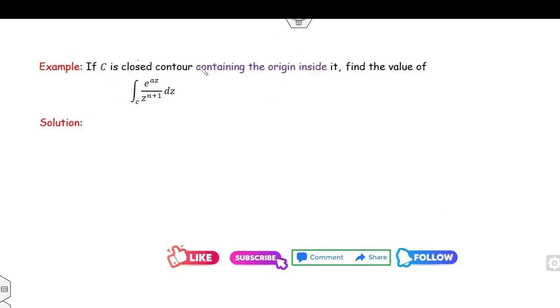Let's see, the closed contour consisting of the origin. What is the radius? Radius is not given to you. Fine. That means center is my origin. Radius is unknown to us. Fine. It may be 1, it may be 7, it may be anything.